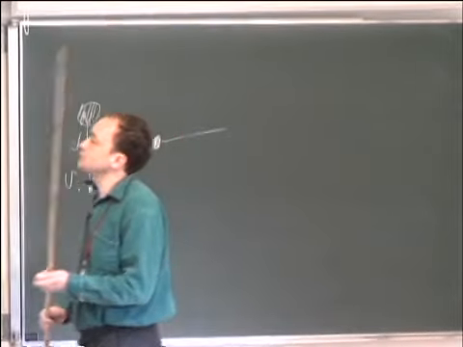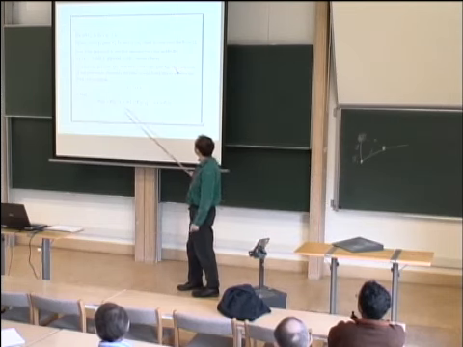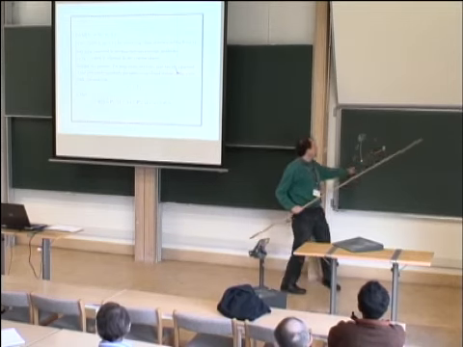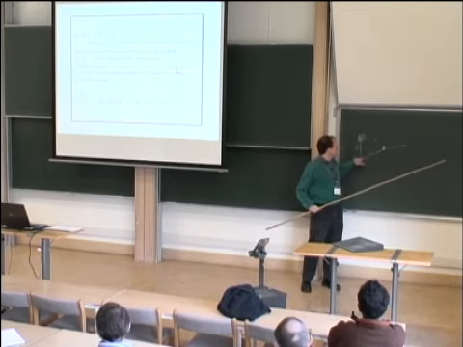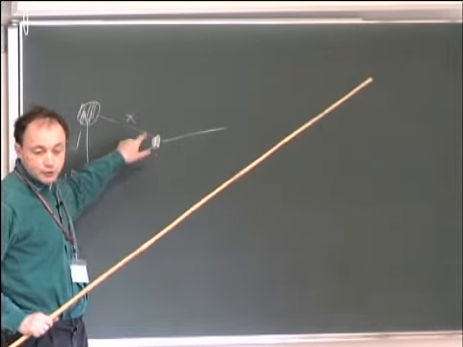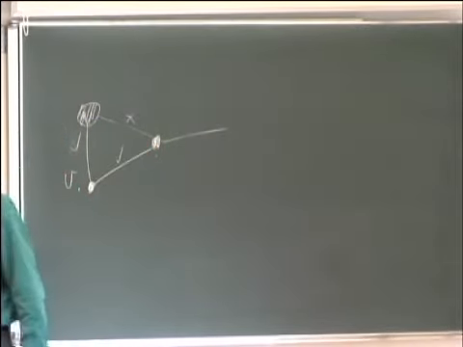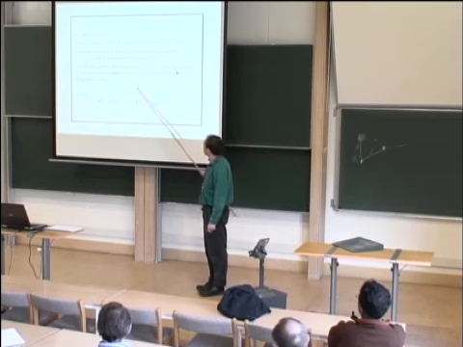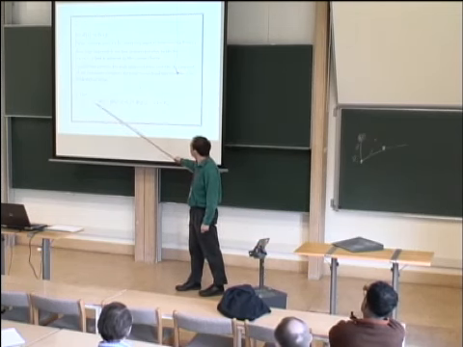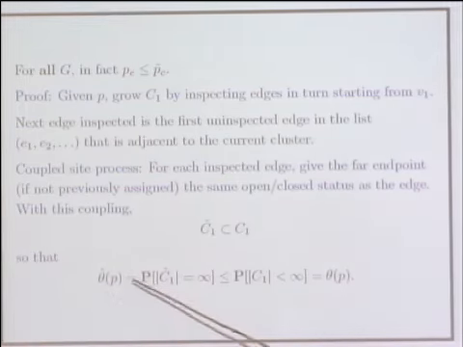Anyway, the site percolation cluster is always going to be contained in the bond percolation cluster with this picture, because any site that's open must have been at the end of a new edge that was open, and therefore it's also part of the bond percolation cluster. So we've got this containment here, and so the site percolation probability theta tilde is less than or equal to theta.